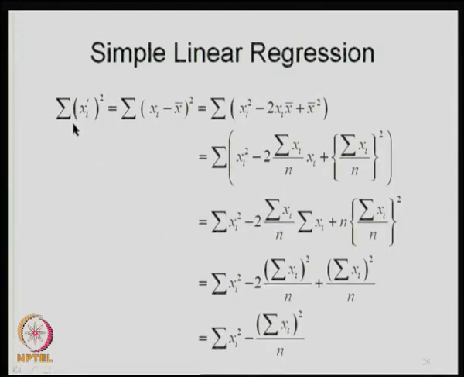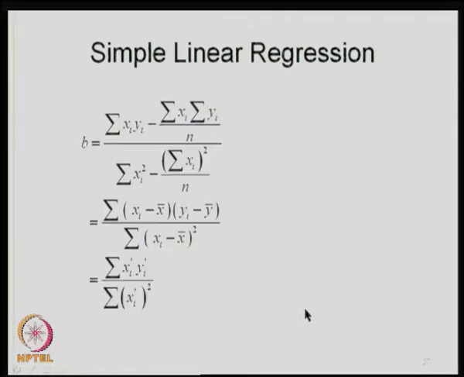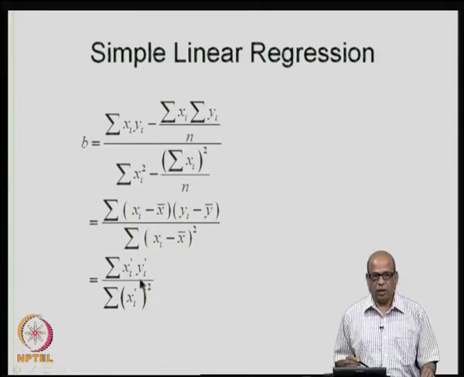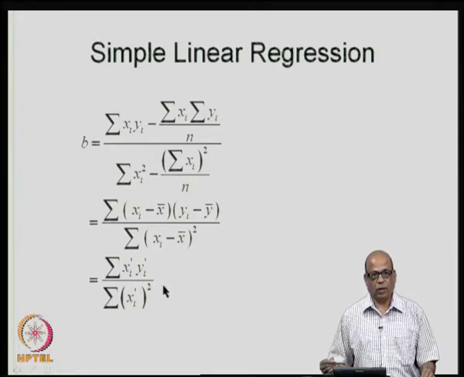And then we write this summation x I dash square, which is nothing but sigma of (x I minus x bar) the whole square, that turns out to be sigma of x I square minus (sigma x I) the whole square by n. Using these two expressions, we write b in a more useful and more elegant form as sigma x I dash y I dash divided by sigma (x I dash) the whole square.